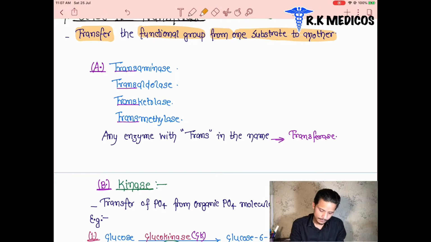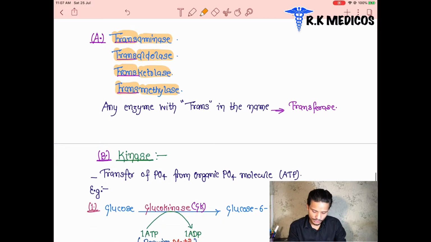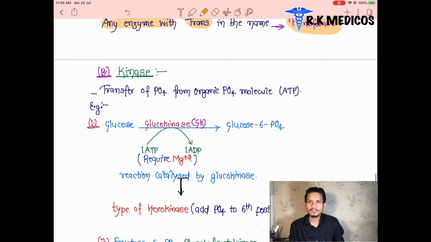Any enzyme with trans means it is included in the transferase family. The first one is transaminase, where the amino group gets transferred. Next aldolase, the aldol group, then keto, and then methyl group. These functional groups get transferred to another substrate. Any enzyme with trans in its name belongs to the transferase class of enzymes.